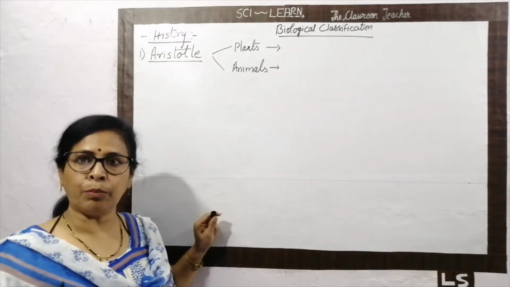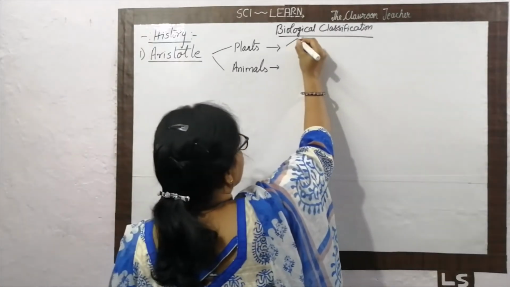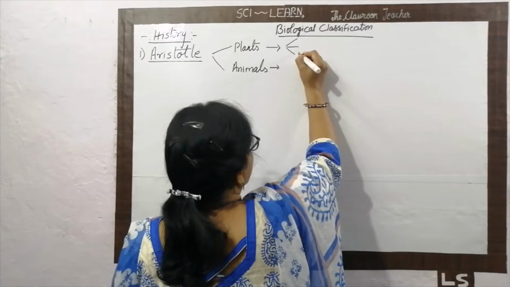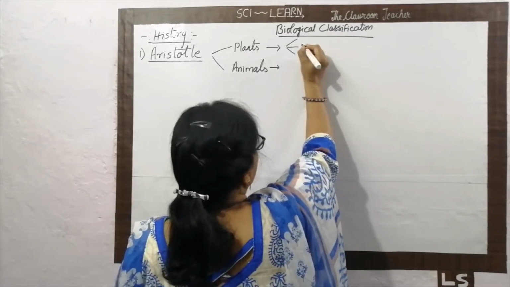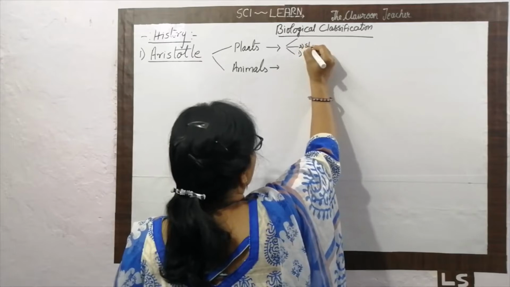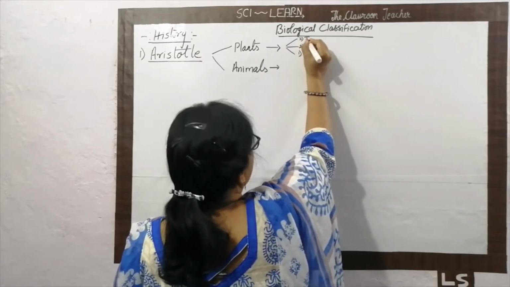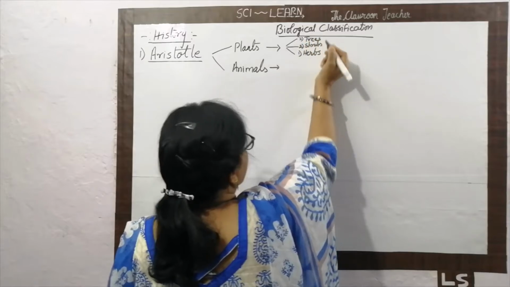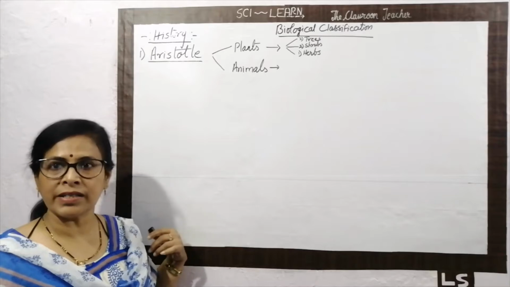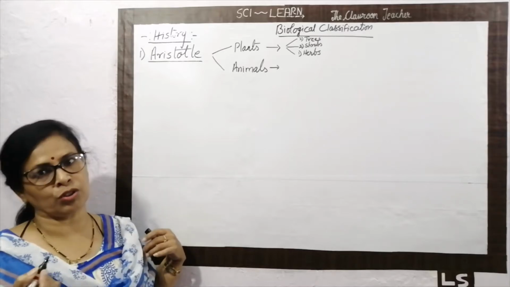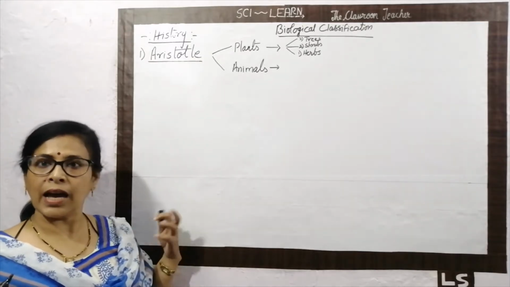In the group of plants he put trees, shrubs and herbs. The smallest one is the herb. Then bigger than the herb is the shrub. And bigger than the shrub is the tree. According to Aristotle, on earth the plants are present in three forms: herbs, shrubs or trees. The second group is the animals.